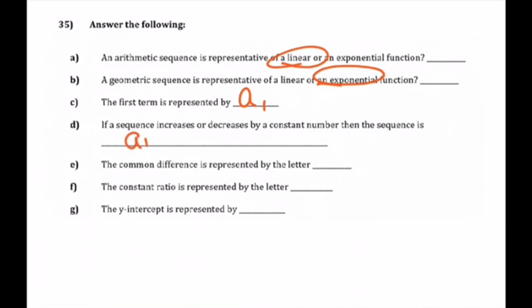If a sequence increases or decreases by a constant number, then it is what? That one's arithmetic. Okay, if it's increasing or decreasing by a constant number, so like add 3, add 3, add 3. The common difference is represented by what letter? D. The constant ratio is represented by what letter? R. And the y-intercept is represented by A sub 0. B is when we're writing it in slope-intercept form, but when we're talking about sequences, we're going to be saying A sub 0.